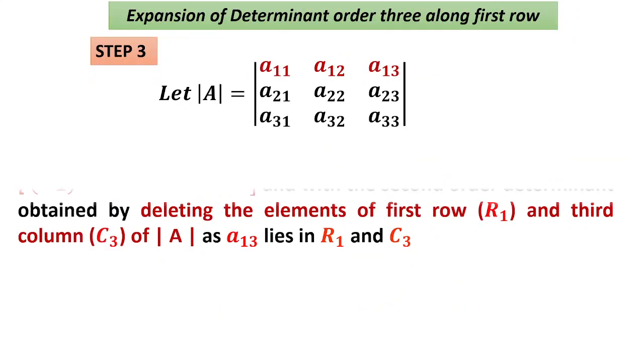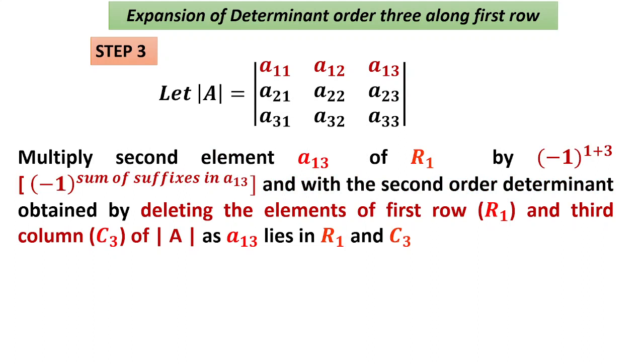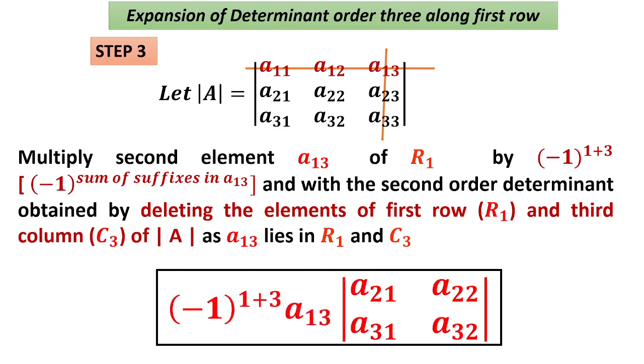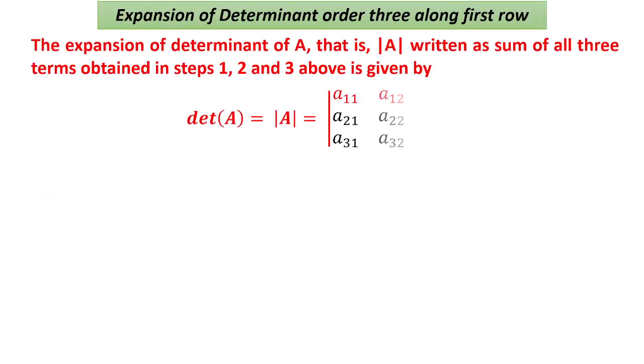Similarly, go to the third element now, that is step 3. You have to take A13 multiplied with minus 1 whole power 1 plus 3 and with the second order determinant obtained by removing the row in which A13 lies and the column in which A13 lies. It will come like this. What you have to do now? You have to add all these values now. That will be the value of the determinant.